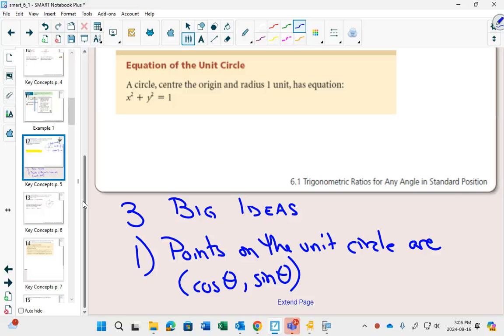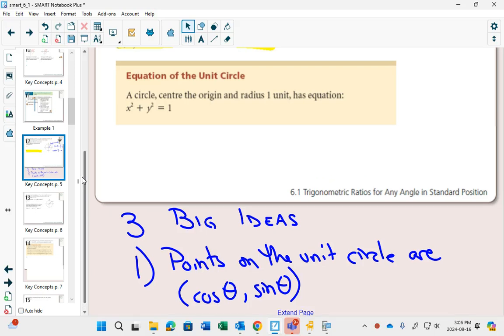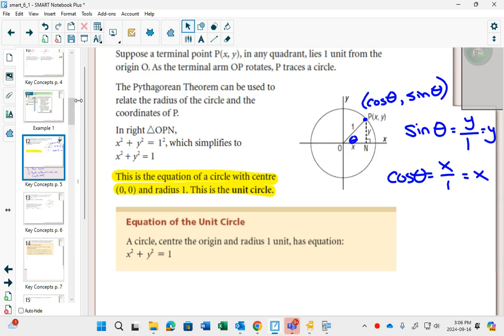Which is kind of interesting. We can explain some of the CAST rule from this. For example, we'll just explain the CAST rule for sine and for cosine. We'll do tangent later. Pick a point in quadrant 1. Is your x coordinate positive? Is your y coordinate positive? Yes. So in quadrant 1, both sine and cosine are positive.